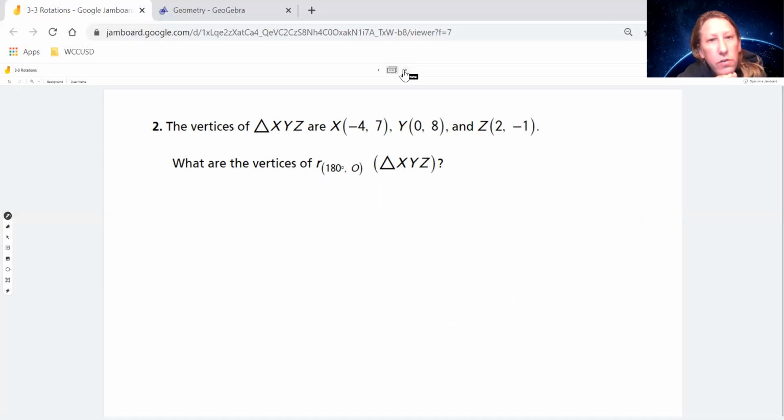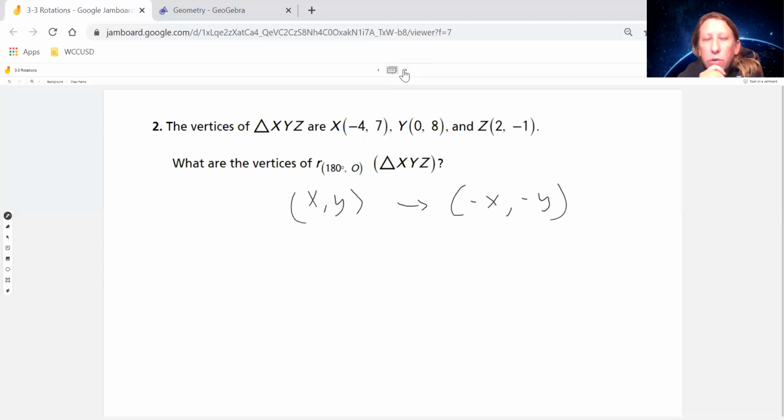So the vertices of triangle XYZ are X (-4, 7), Y (0, 8), and Z (2, -1). What are the vertices after a 180-degree rotation of that triangle? I'm not going to draw the triangle at this time. I'll show you what it looks like in a minute. I just want to try to use the formula or the rule.